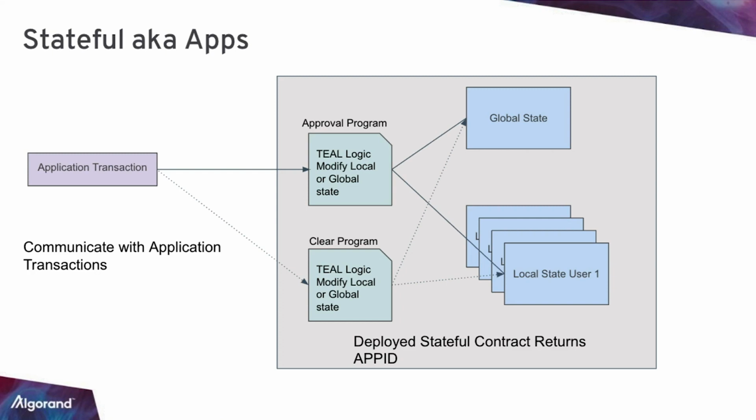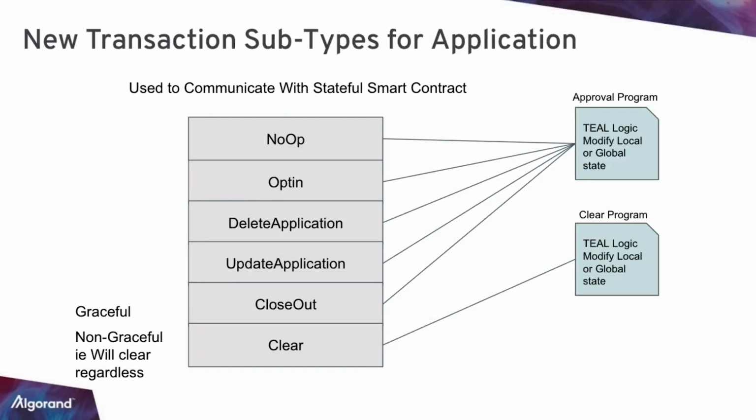So, all right, moving along, we have the two programs. But I want to talk a little bit about the subtypes of application transactions and what program they actually call within the Stateful Smart Contract. So we have these 6 subtypes or subcategories of application transactions, and they do different things. When someone creates a no-op call, that's what you would think of as a generic call to your Stateful Smart Contract, and it will call your approval program.